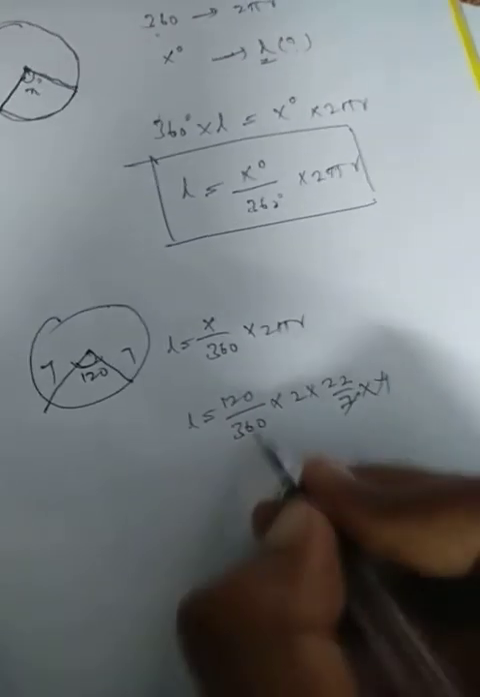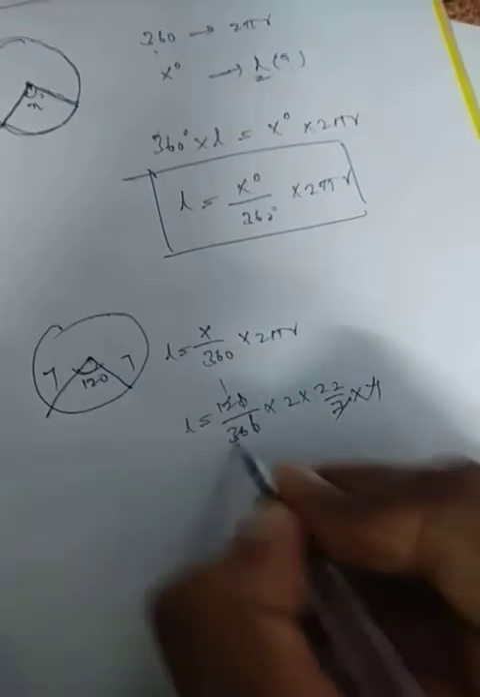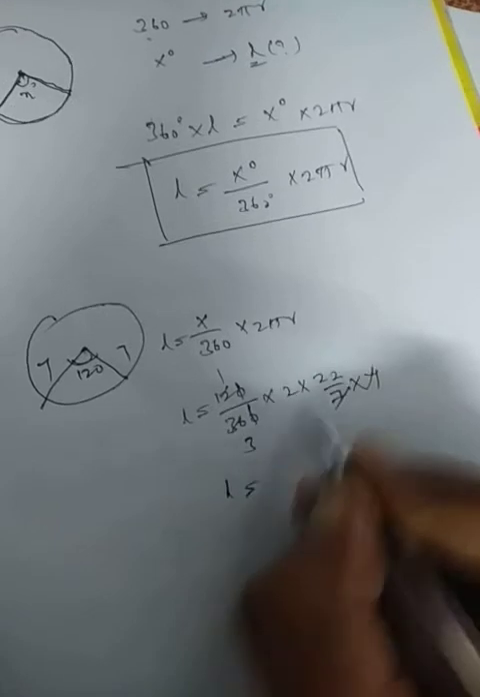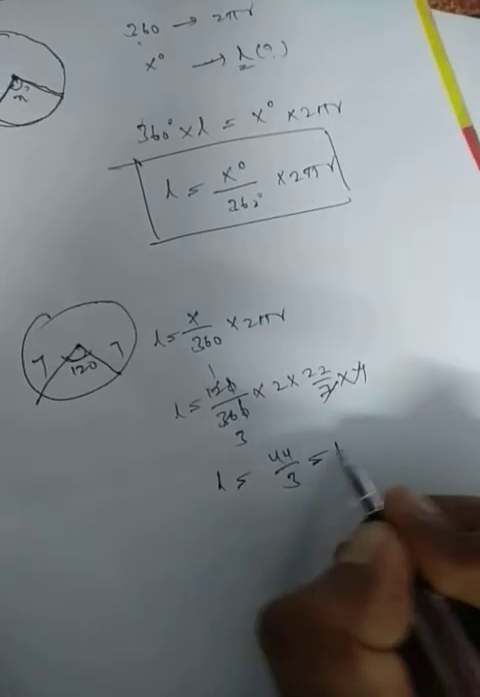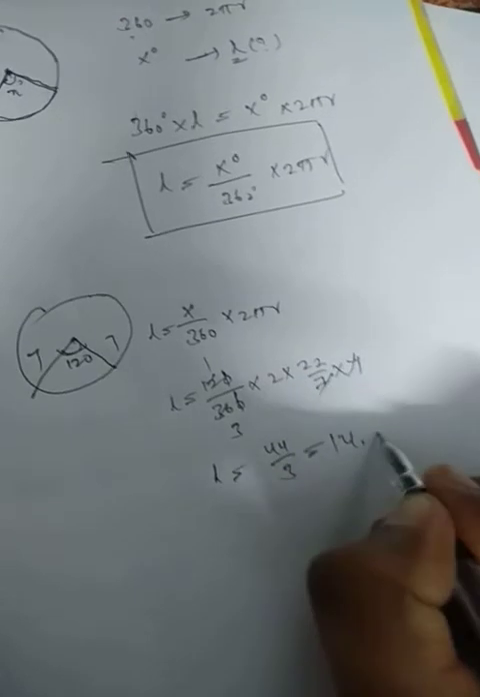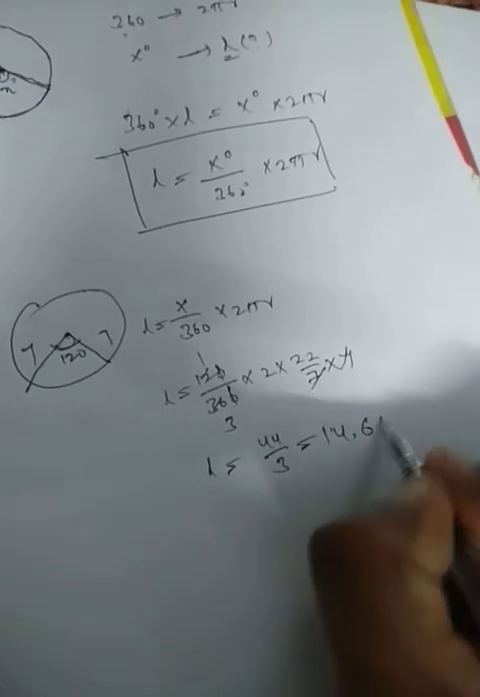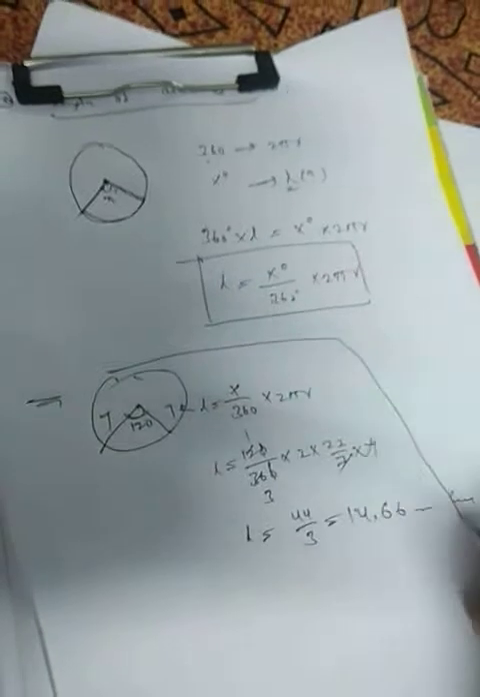7 will be cancelled, 0 will be cancelled. 12 ones are 12, 3 4s are 12. L is equal to 22 2s are 44, 44 by 3. 3 1s are 3 and 3 4s are 12, again 2 left, 3 6s are 18, again 2 left, 3 6s are 18. So 14.66 centimeters. If it is in centimeters, it is centimeters. If it is in meters, it is meters. This is the way we are going to find the length of the arc.